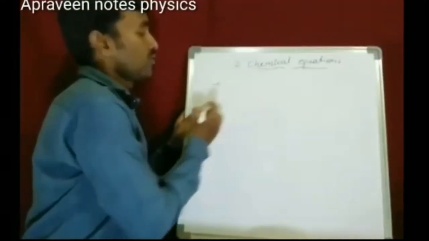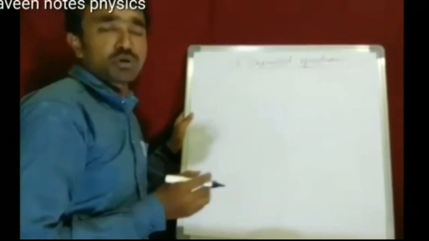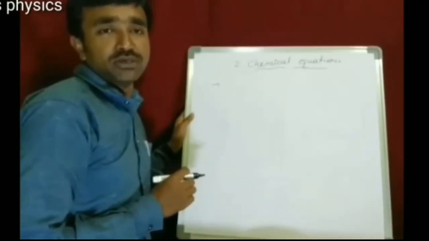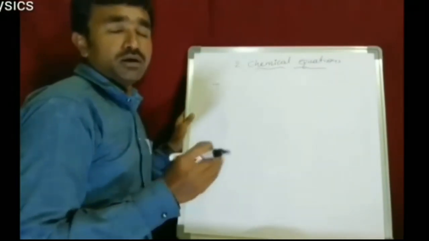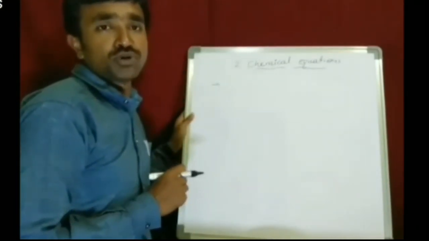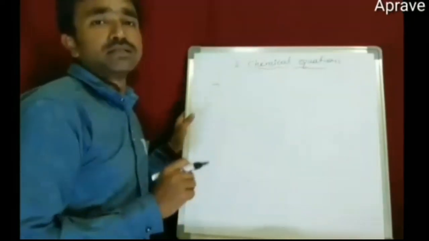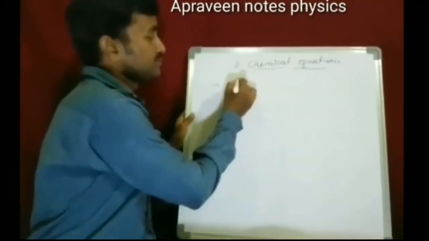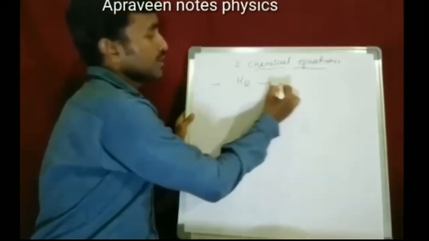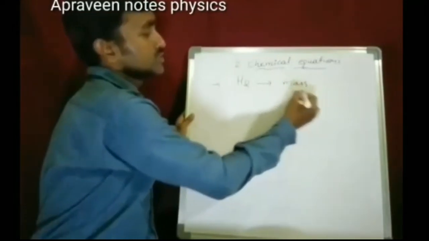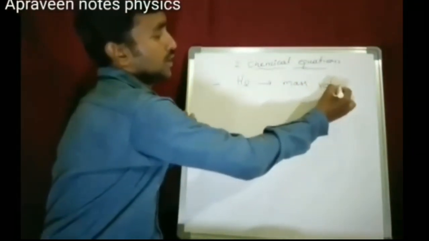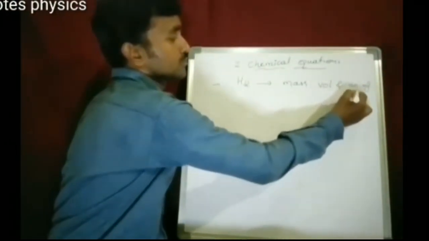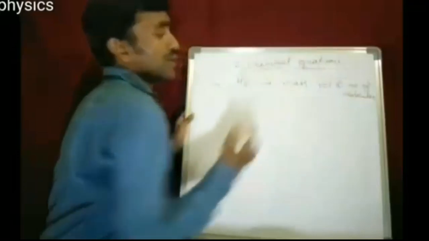So here is one question given in your textbook, problem number 2. For example, sodium given 230 grams is reacting with excess water to produce some salt and liberate hydrogen gas. For that liberated hydrogen gas, you have to find out its mass, volume and number of molecules.